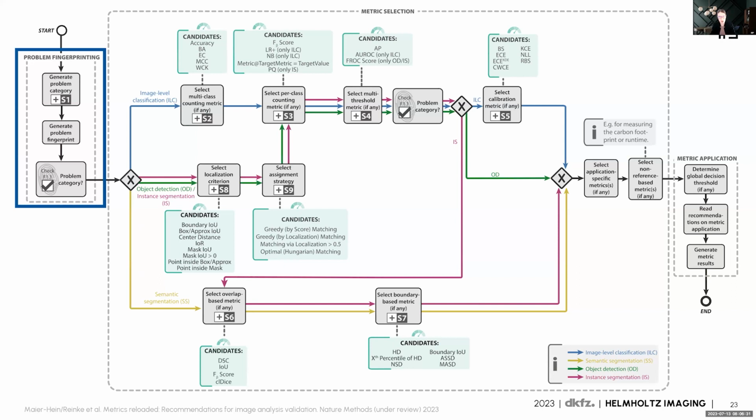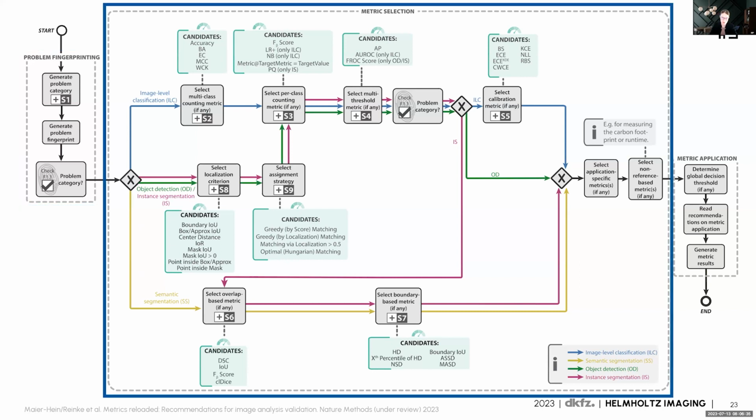After we did this, we use the problem fingerprint for the metric selection. And this is the largest part and basically the main contribution of this framework. Here you see we have arrows in 4 different colors, and the colors indicate which problem category you have: image level classification, object detection, instance segmentation, or semantic segmentation. If we now follow the blue path, for example, we first come to this node, which states select multi-class counting metric, if any, and then we have this plus symbol S2. This means we now want to select a multi-class counting metric, a specific type of metric. And this plus symbol means there's a decision tree behind this. I will show an example of this in a few slides.